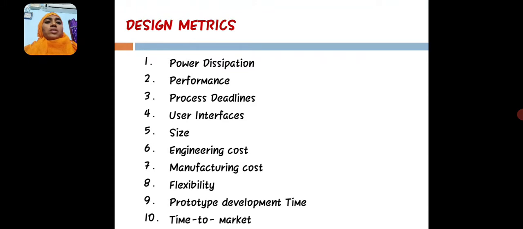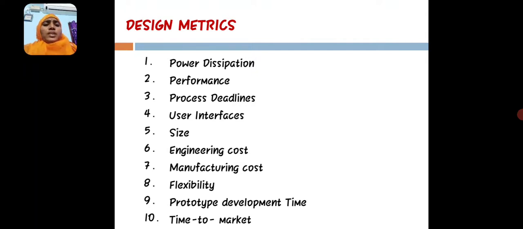The third one is process deadlines. A deadline means within how much time we can finish our project. The fourth one is user interface, whether the system has a user interface or not. The fifth point is size, which means memory size. What is the size of RAM? What is the size of ROM? We use EEPROM and flash memory, and we use RAM. RAM is used to store data, whereas ROM is used to store instructions. Here we study the size of the RAM and ROM memories.